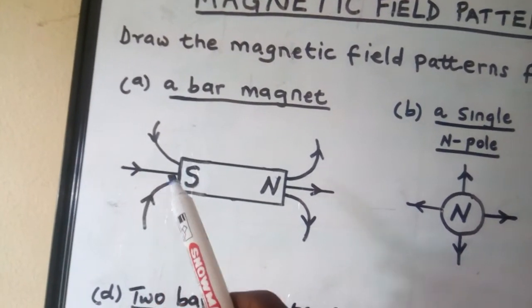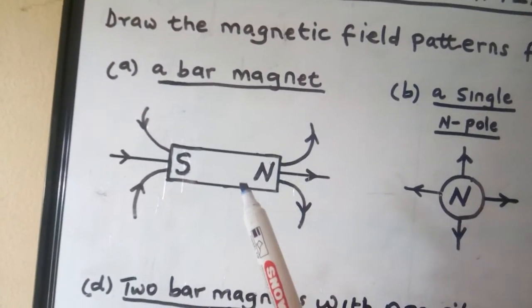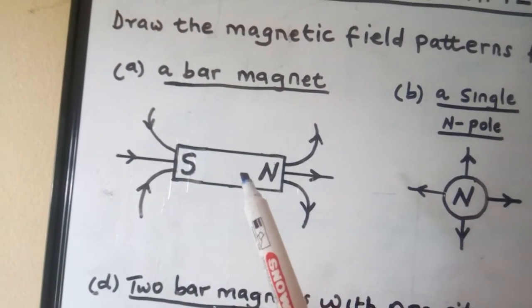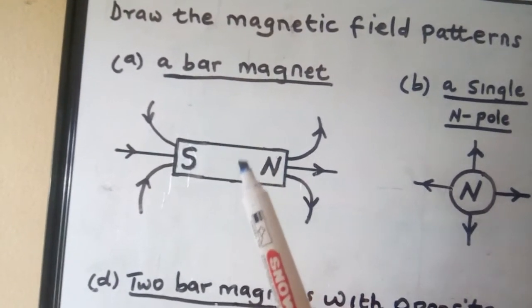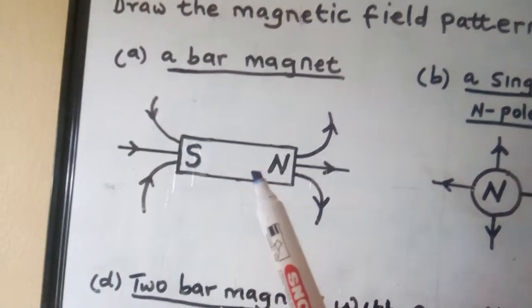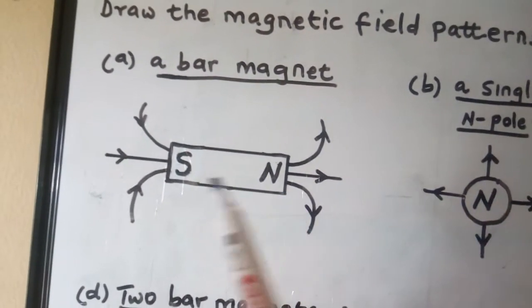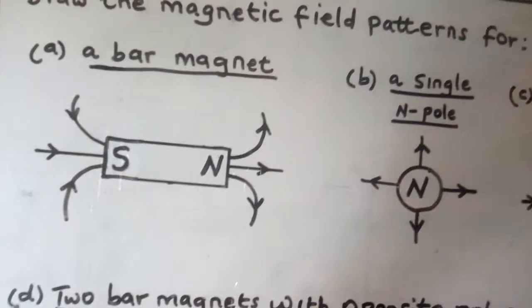Then we said in the middle there should be straight lines, and inside the magnet no field line passes through the inside of the magnet. So this is a magnetic field line, or magnetic field pattern rather, for a bar magnet. The arrows should be leaving from the north but entering at the south.